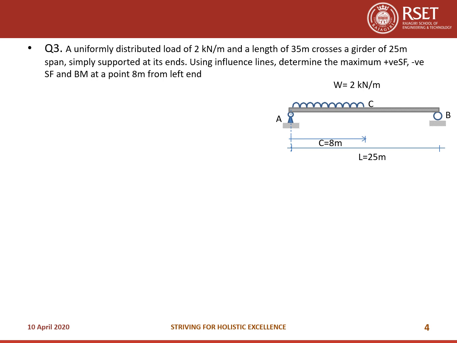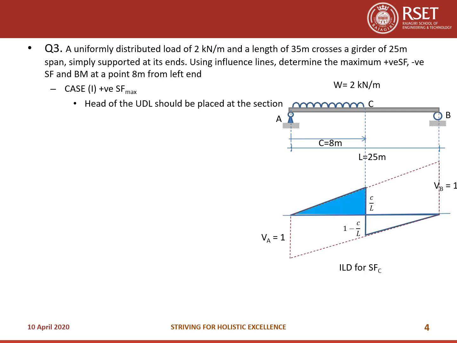So how will you get the maximum positive shear force? You just keep the entire UDL to the left of the section where you need to find out the maximum shear force, so that the head of the UDL is placed at the section. So it looks like this. So for the entire 8 meter span, so C is 8 meters here, the UDL will be there and the value of UDL is 2 kilonewton per meter. The total span is 25 meters. So you know this is the shear force diagram.